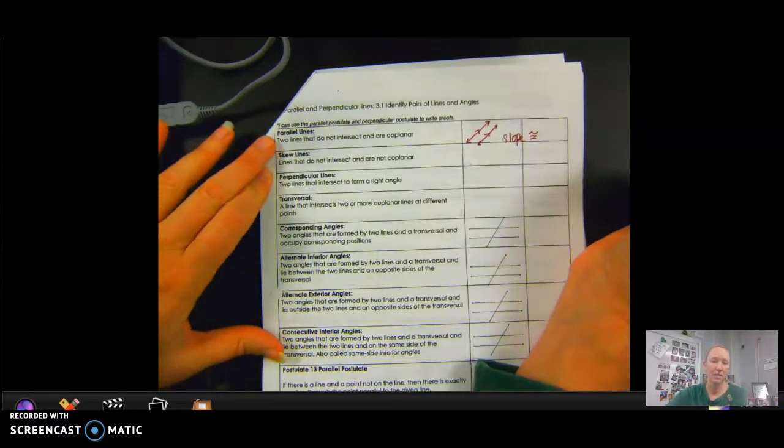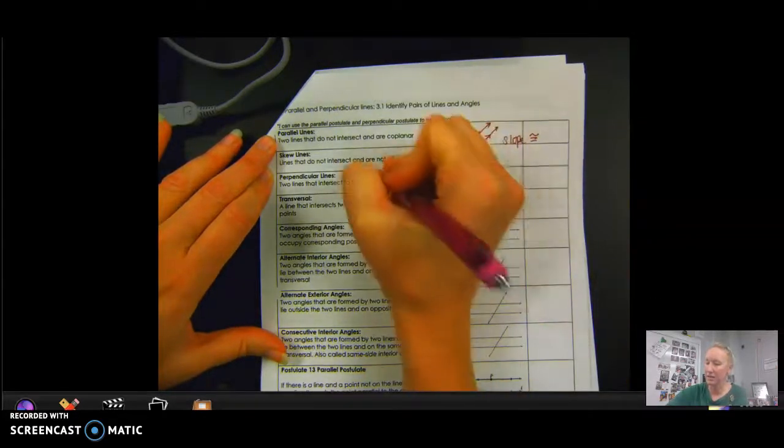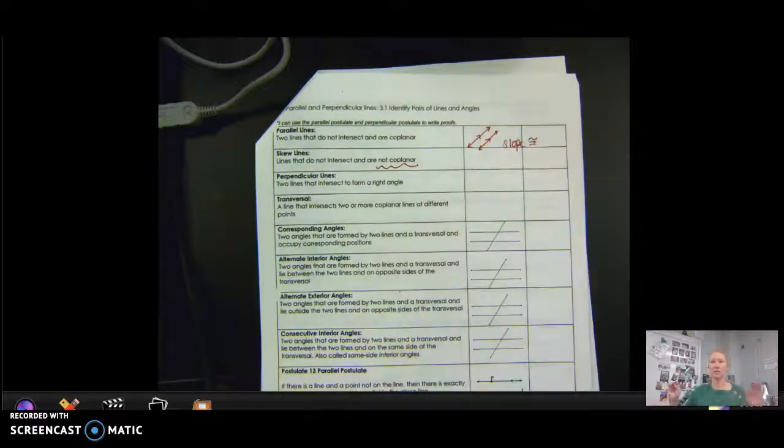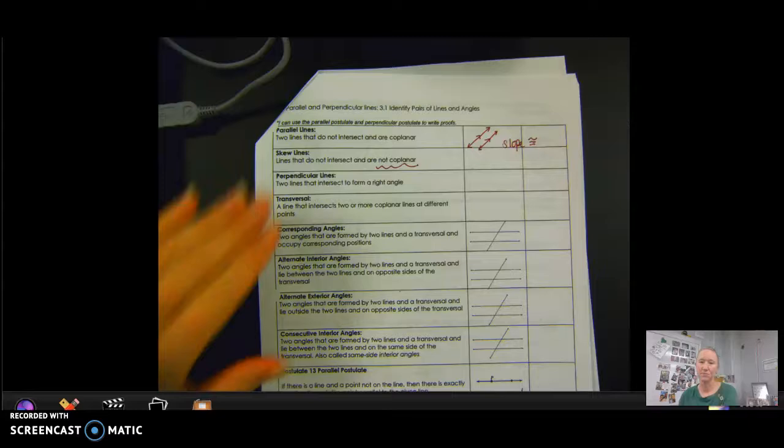Skew lines are two lines that will never intersect. They are not coplanar. So they're on different planes and they will never touch. So if you think about this plane on this side of me and this plane on this side of me, one line may go up and down right here, okay? And another line may go across right here, and those lines will never intersect ever, and those are considered skew lines. Never intersect, and not on the same plane.